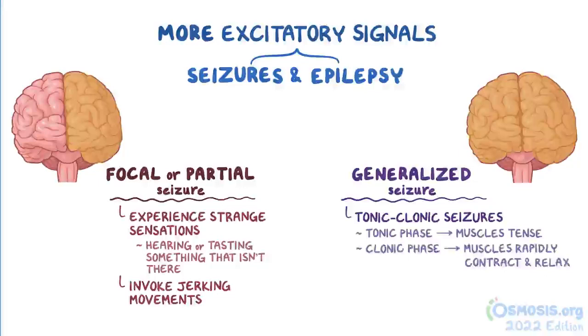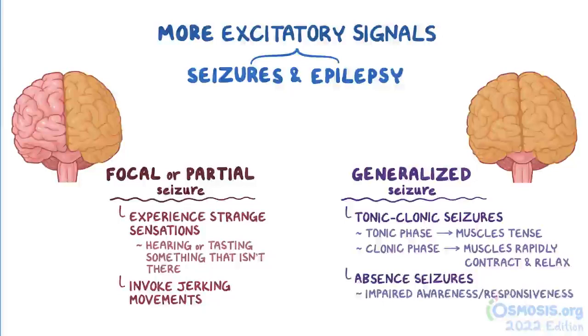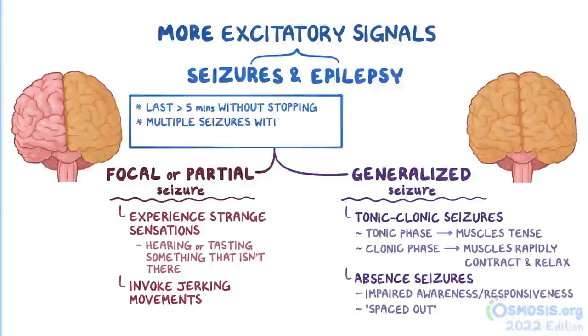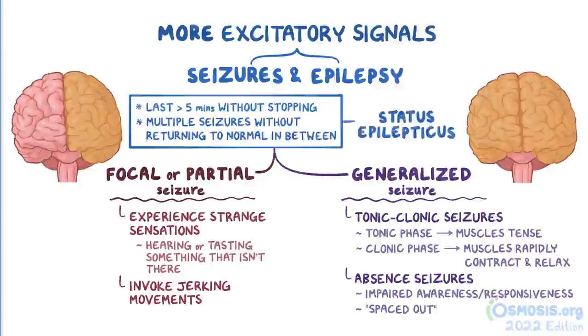Another type of generalized seizure is absence seizures, where the person has impaired awareness or responsiveness, generally with the only outward sign being that the person looks like they spaced out. If the seizures themselves last longer than 5 minutes without stopping, or if there are multiple seizures without returning to normal in between, then it's called status epilepticus.